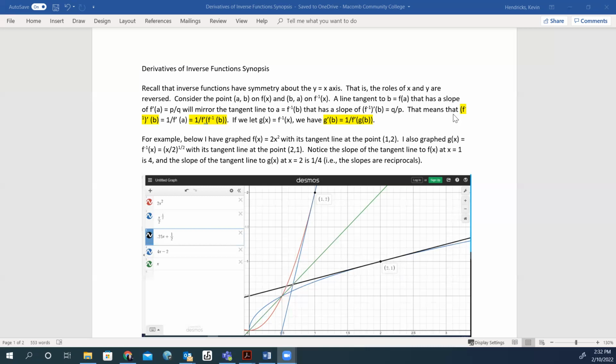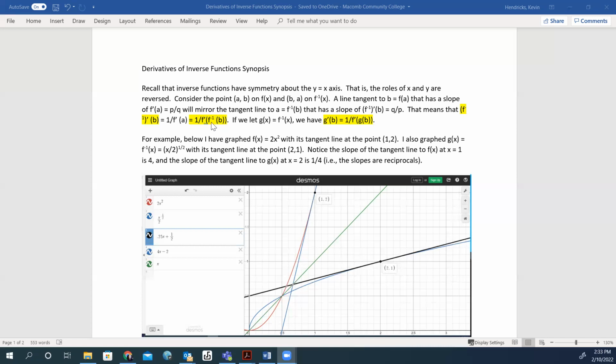So if I want to know what the derivative of the inverse function at B is, we can use that inverse relationship of slopes to say that will equal 1 over the derivative of F evaluated at the inverse function of B.